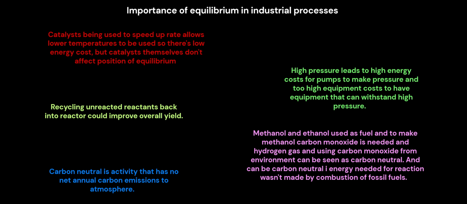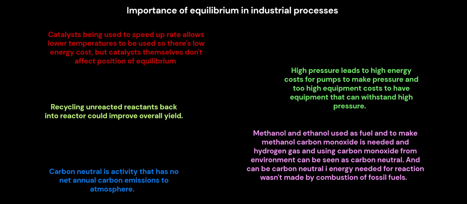Importance of equilibrium in industrial processes. A catalyst being used to speed up the rate allows lower temperatures to be used, so there's low energy cost, but catalysts themselves don't affect the position of equilibrium. High pressure leads to high energy costs for pumps to make the pressure, and high equipment costs to have equipment that can withstand high pressure. Recycling unreacted reactants back into the reactor could improve overall yield.